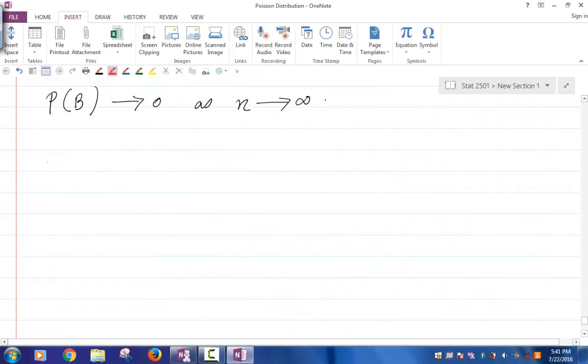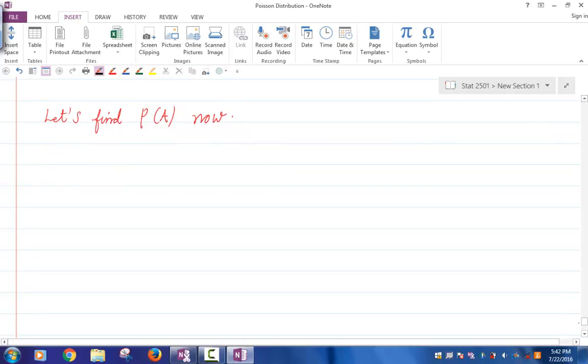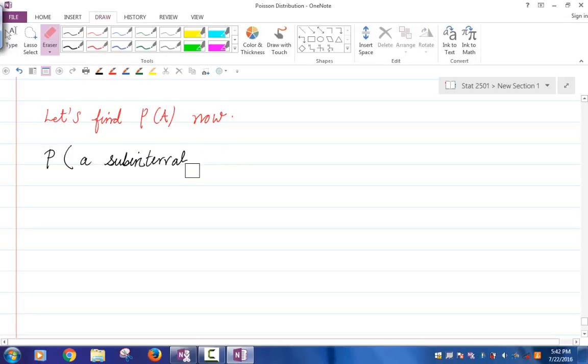So let's now find the probability of A. To do that is going to be a little bit of work. First of all, we're going to find the probability that a subinterval contains exactly one occurrence. So what's the probability that one of the subintervals contains exactly one occurrence?